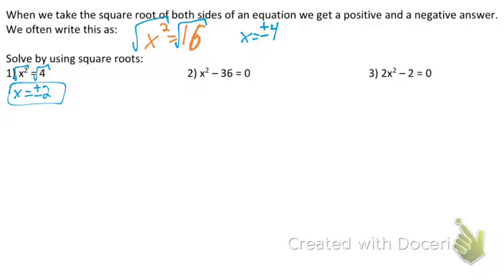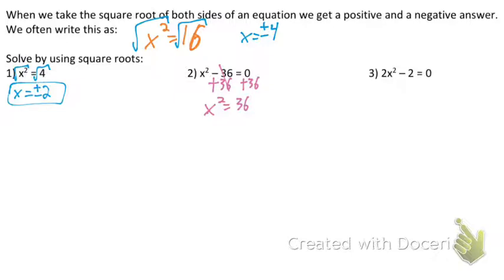Number two, okay? What's our first step? Okay, add 36 to both sides to isolate the squared term. Elijah said what the step is. So x squared will equal 36. Now we ask ourselves, is the squared term by itself? Is it isolated? Yeah, x squared is by itself.